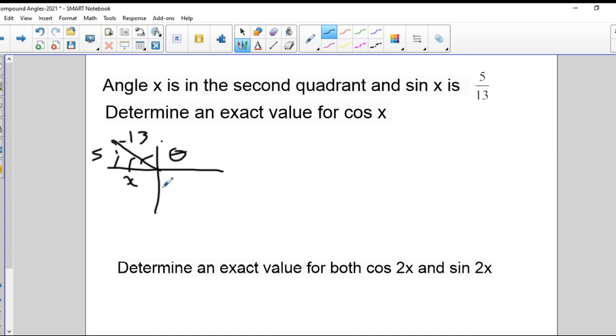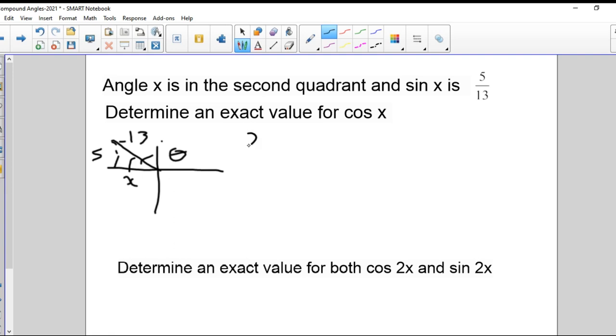So what am I supposed to do now if I don't have that side? Can anybody help me out with that? They didn't give us that side. We're supposed to find the cosine, but they didn't give us that adjacent side. So what am I supposed to do with that? Pythagorean theorem. Thank you very much.